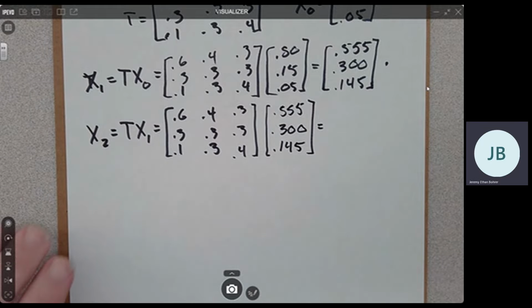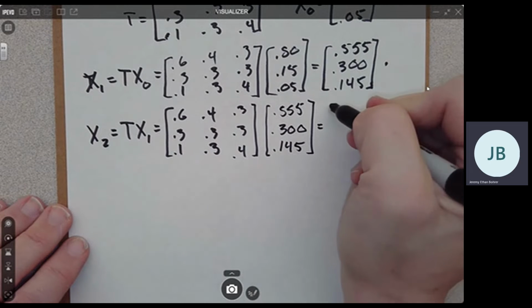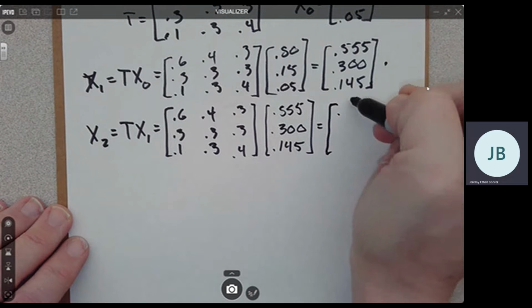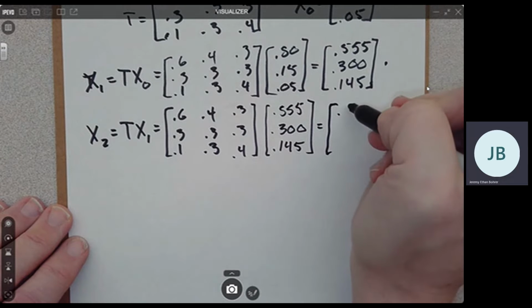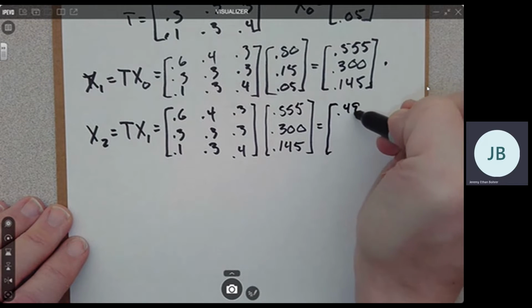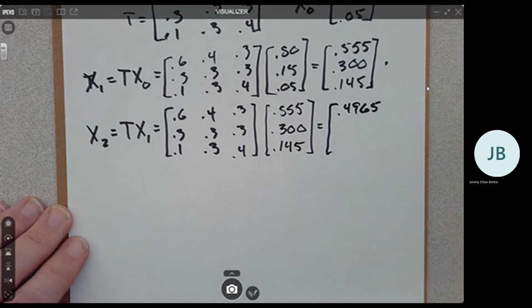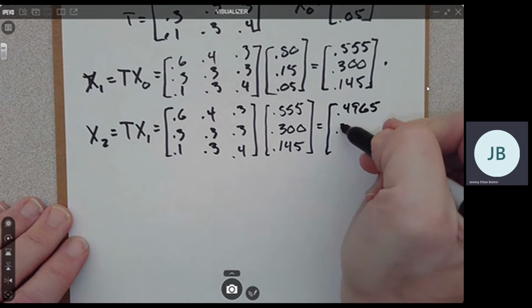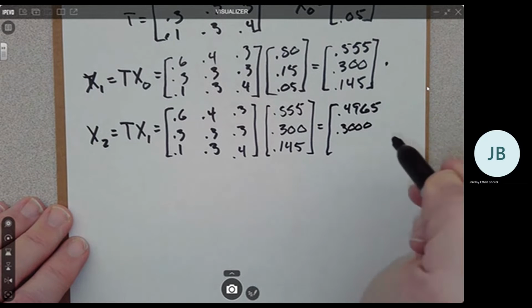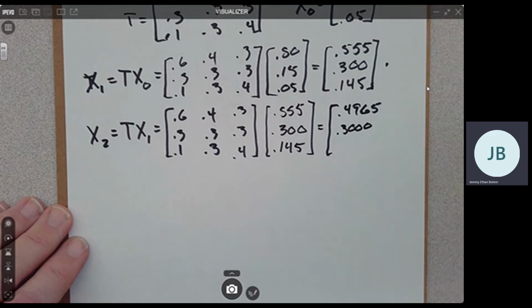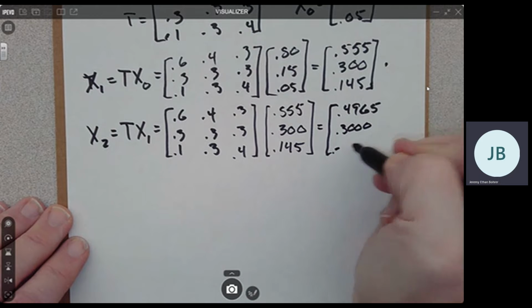which gives us 0.4965, 49.65% in zone 1, 0.300, 30% in zone 2, and 0.2035, 20.35% in zone 3.